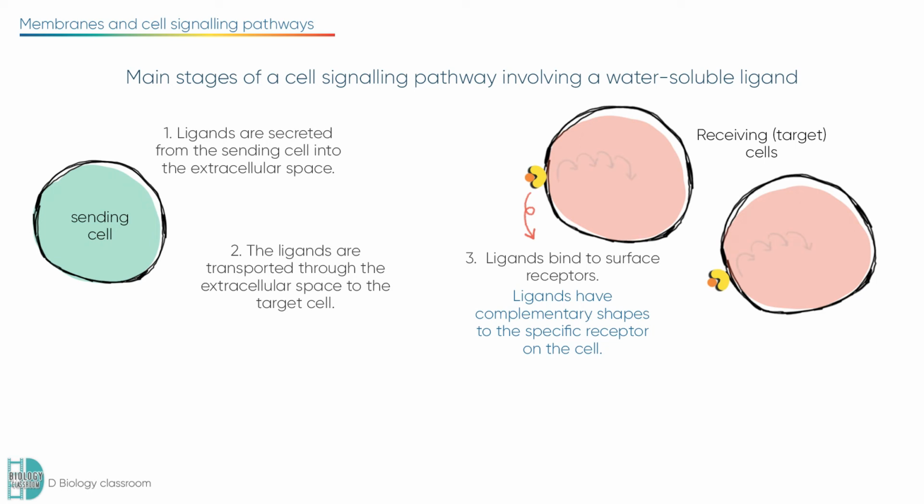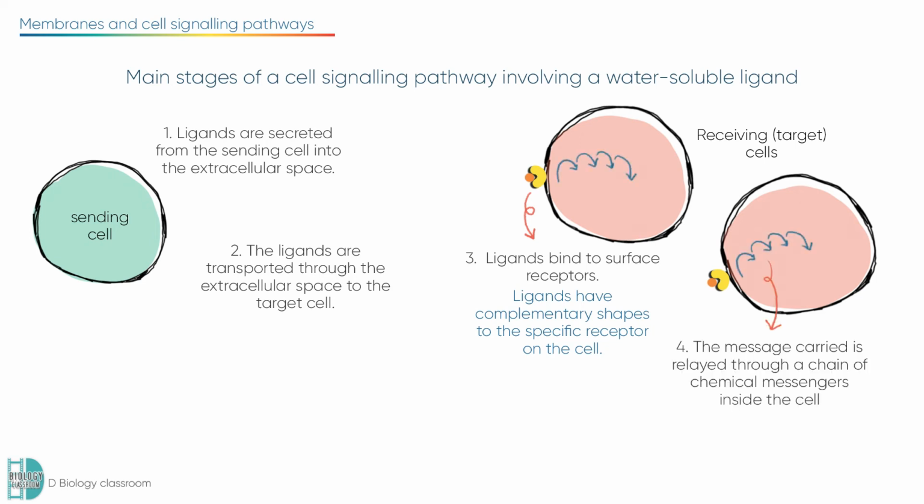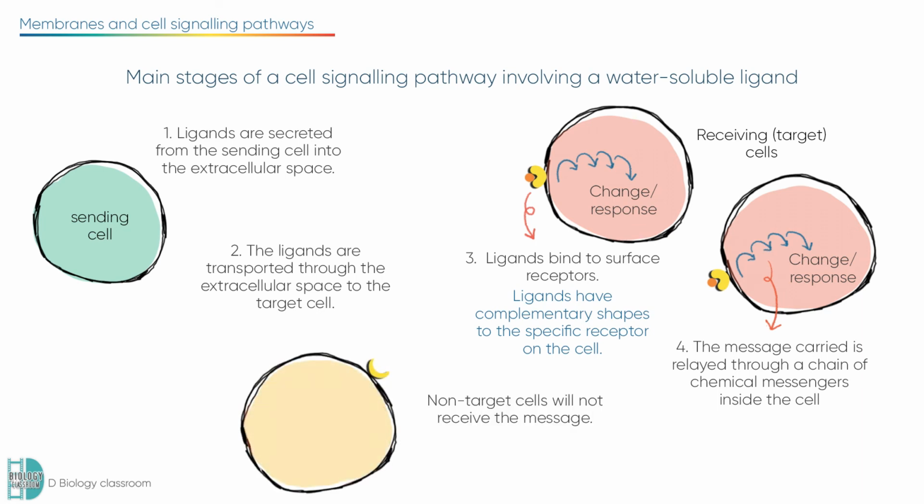The message carried by the ligand is relayed through a chain of chemical messengers inside the cell, triggering a response or change in the cell. On the other hand, the non-target cells will not receive the message as they do not have the specific receptors which are complementary to the ligand.